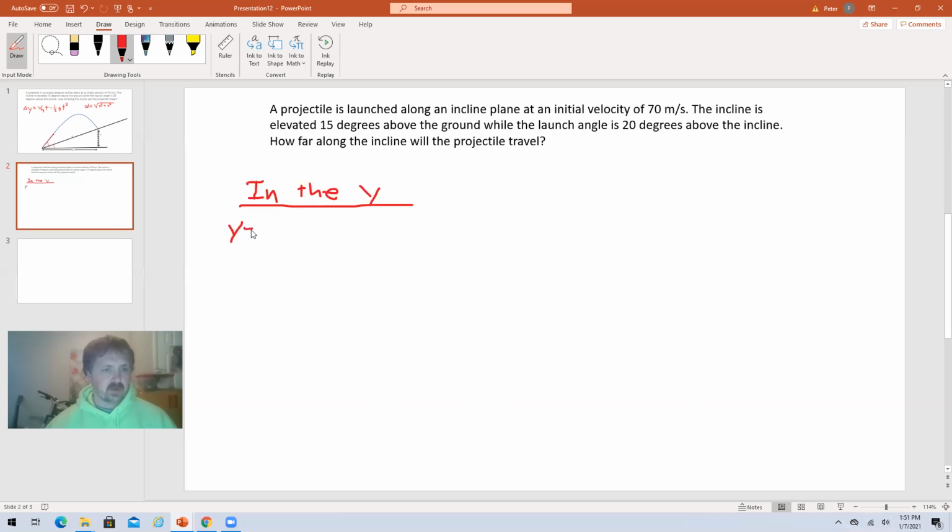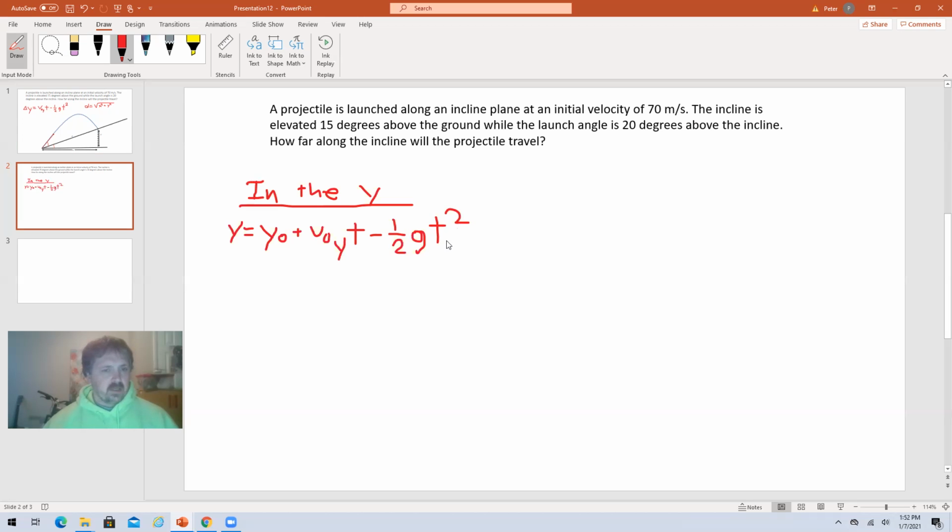y, to break apart the delta, y is equal to y naught, right, plus v naught in the y multiplied by t minus 1/2 g t squared. Okay.